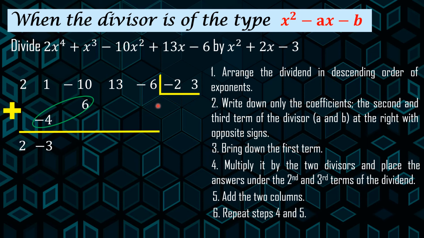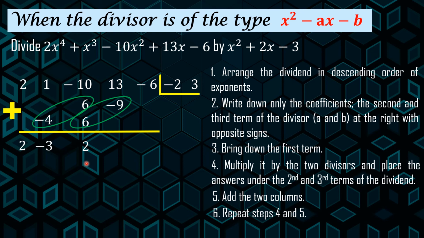Okay, next is to repeat steps 4 and 5. Multiply negative 3 to negative 2 and negative 3 to positive 3. Dito tayo dapat maglalagay ng sagot para pa-diagonal. So, negative 3 times negative 2 is positive 6, and then negative 3 times positive 3 is negative 9. And then let us add the numbers here. Hindi natin kailangang i-add ito dahil hindi pa kumpleto yung ating given column. So negative 10 plus 6 is equal to positive 2.